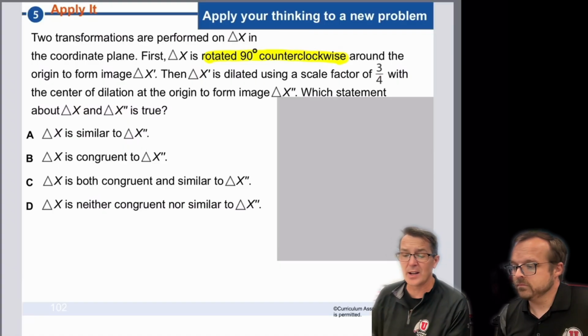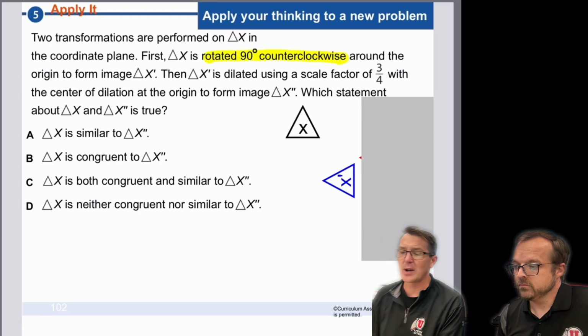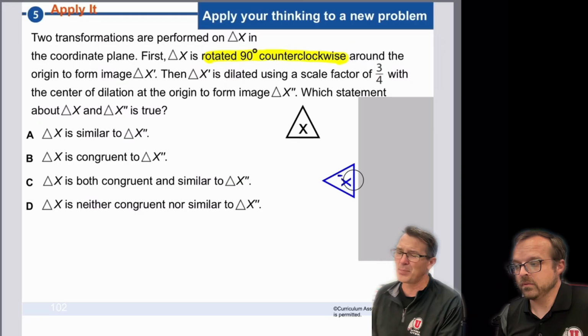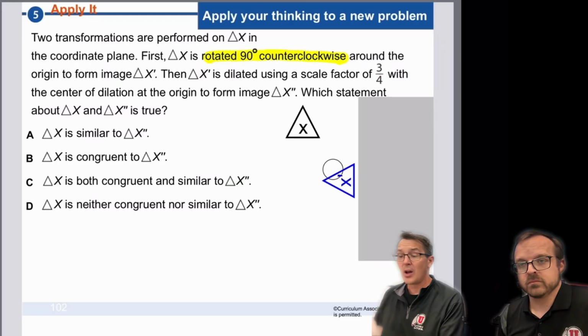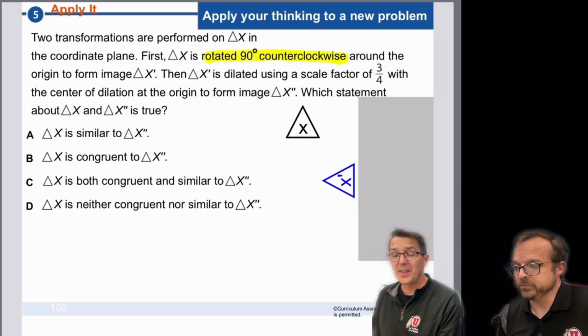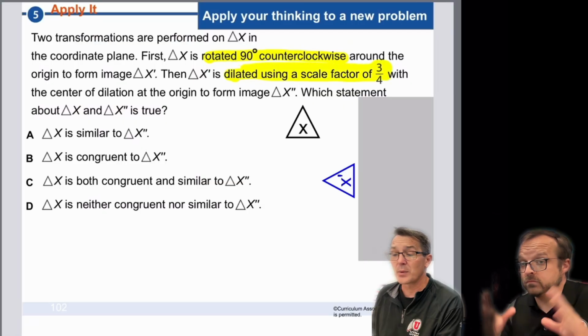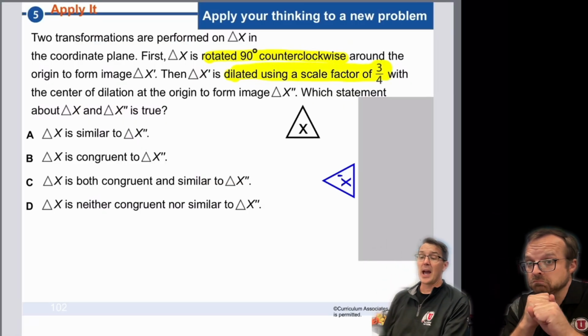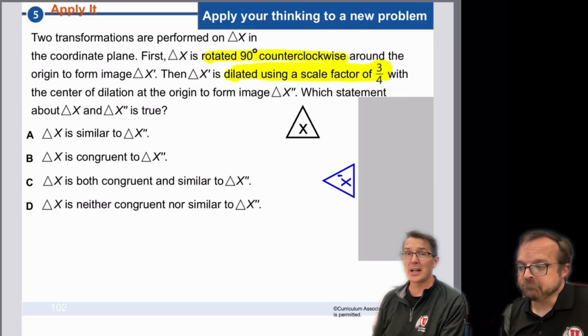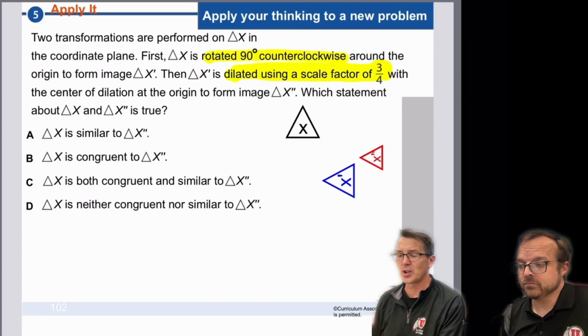And so what I did here is I made you sort of pretend. I took this and rotated it counterclockwise to here. Not perfect, but just to give you an idea so you can think about it in your head. Those are congruent, correct? Yes. Then X prime, which is the new image, is dilated using a scale factor of 3/4. 3/4 is smaller than 1, so it's getting smaller. And right off the bat, when I see a dilation, I know dilations are not congruent. They are similar. So this one was rotated to this, which was dilated to this.